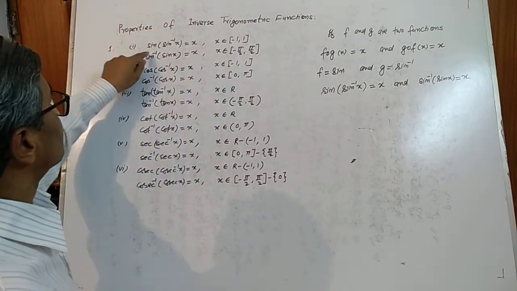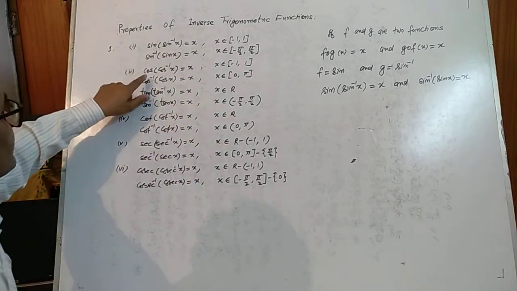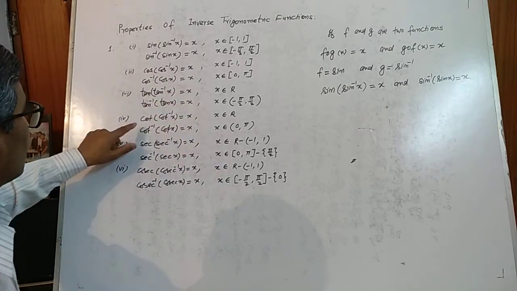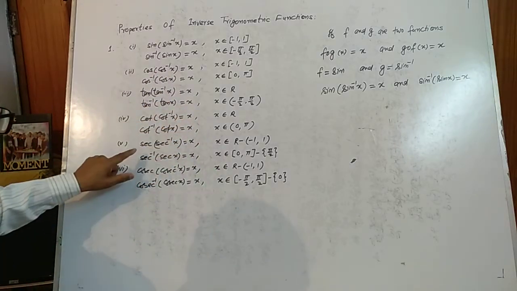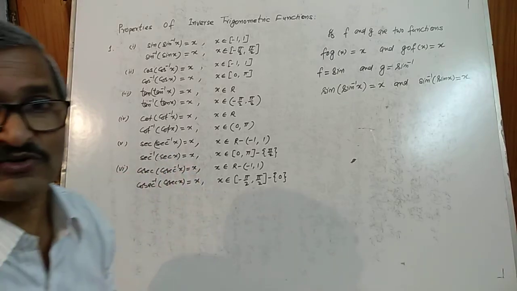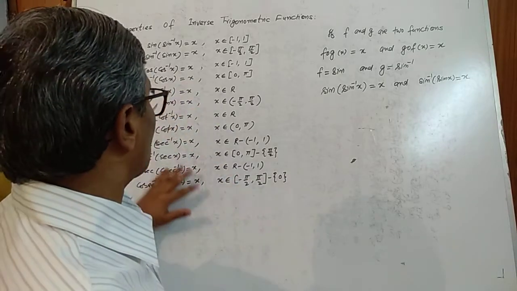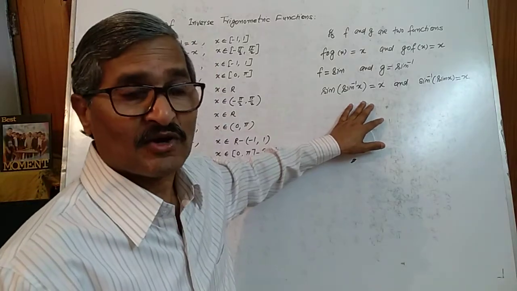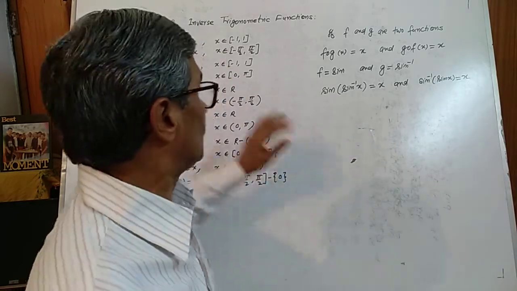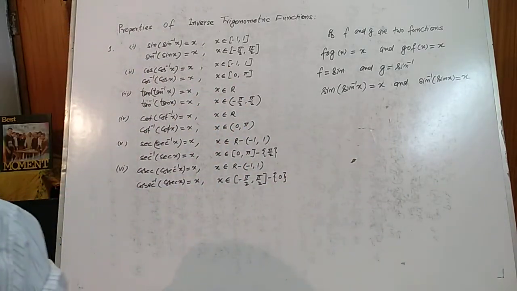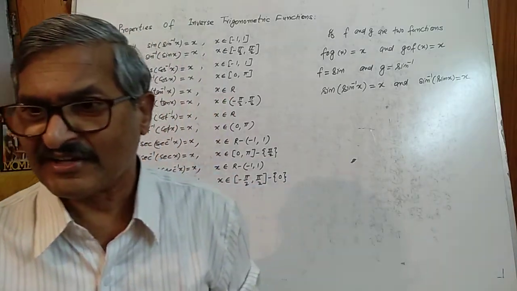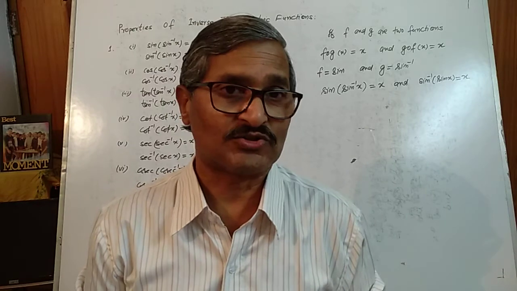These properties, sine of sine inverse x is equal to x, same will be carried for cos inverse x, tan inverse x, cot inverse x, sec inverse x, and cosec inverse x. This way, these properties are derived from the composition of inverse function and function. Please note down this. Thereafter, other properties are given in the book. You have to memorize those properties.